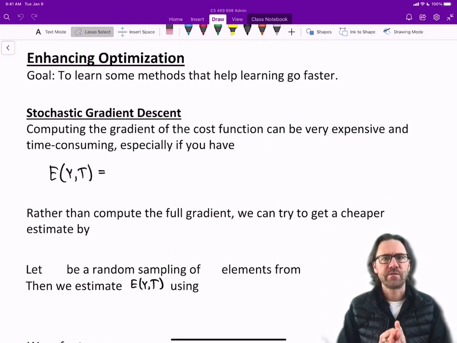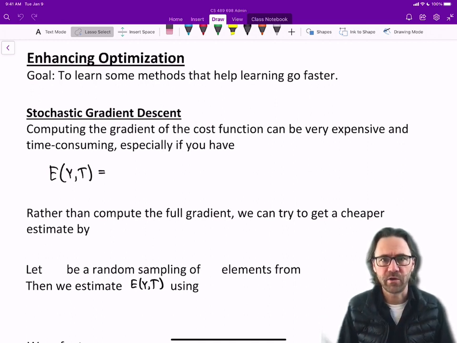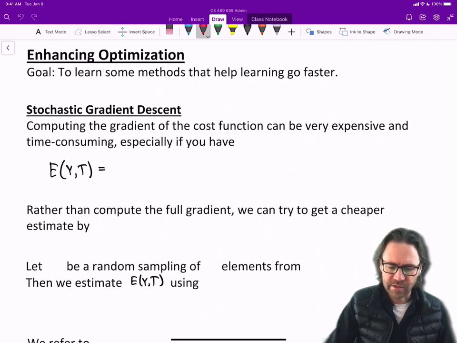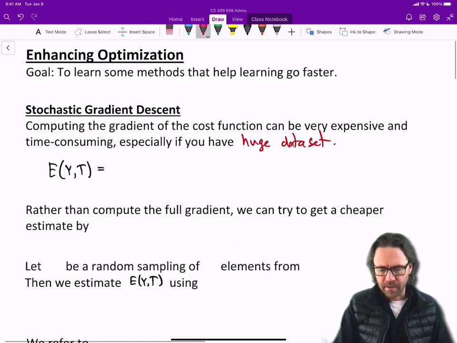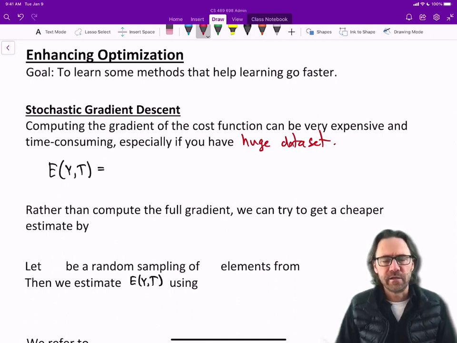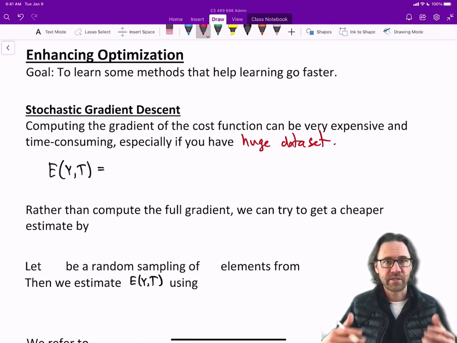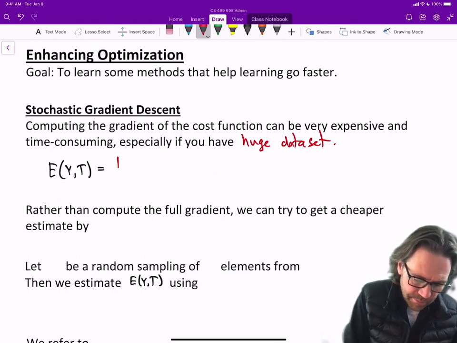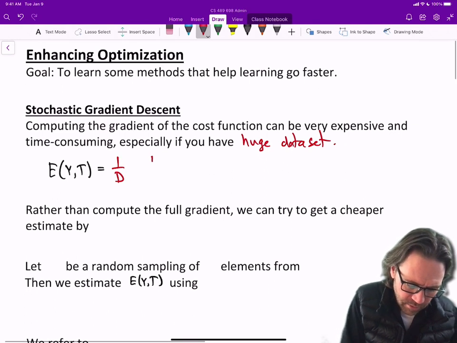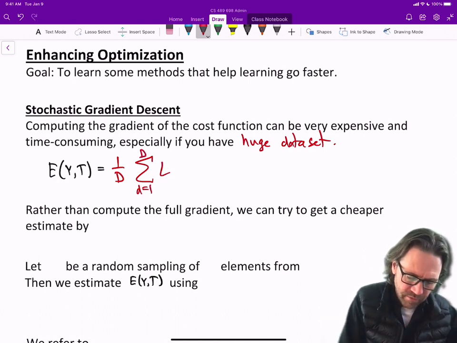Computing the gradient of the cost function can be very expensive and time-consuming, especially if you have a very large data set, in particular a huge training set. Remember, the cost is evaluated, it's the expected loss over the whole data set. So if you have a total of capital D training samples, then computing your loss involves adding up over all of your samples.